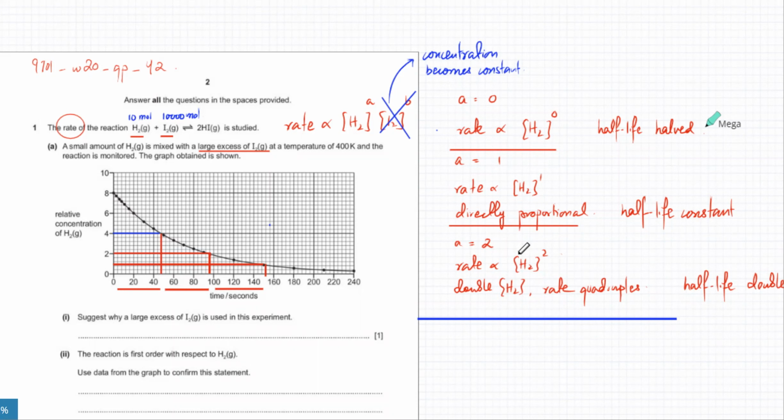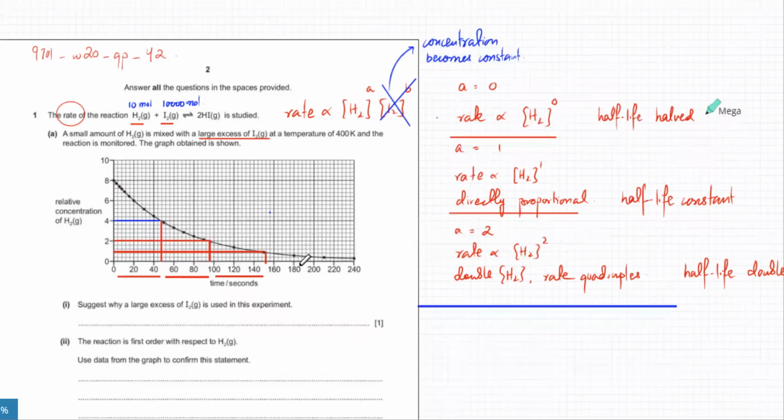Order 2, the reaction slows down too much. Every time the concentration of the reactant decreases, it takes a much longer time, and every time the half-life would double. So if the first one was 5 seconds, the next one would be 10 seconds. The third time, it's going to be an even slower reaction.